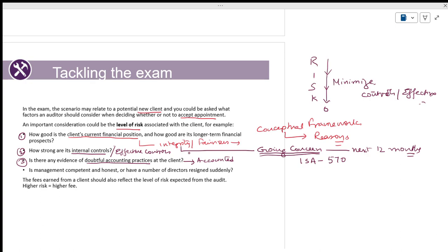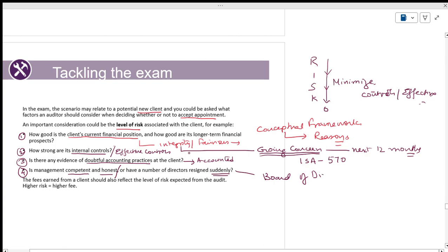Now, another last and most important point: is management competent and honest, or do a number of directors resign suddenly? These are the possible options. Management has to be competent. Management competence is nothing but thinking in terms of the board of directors.